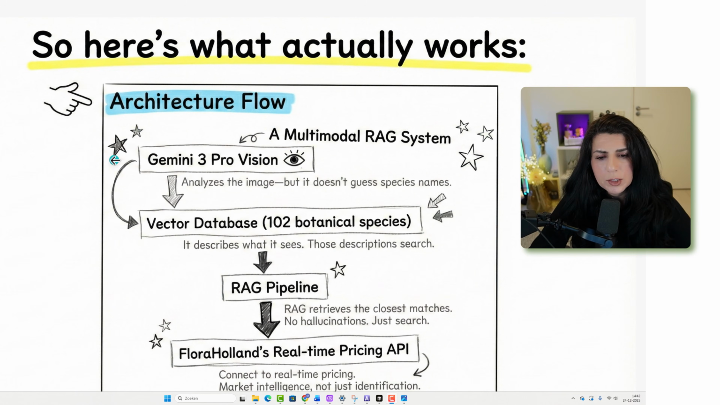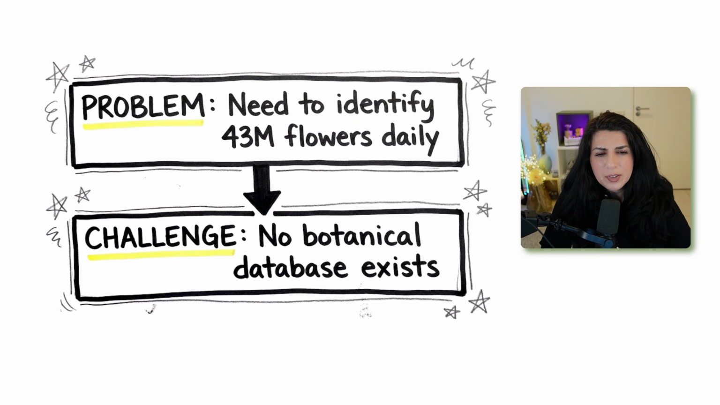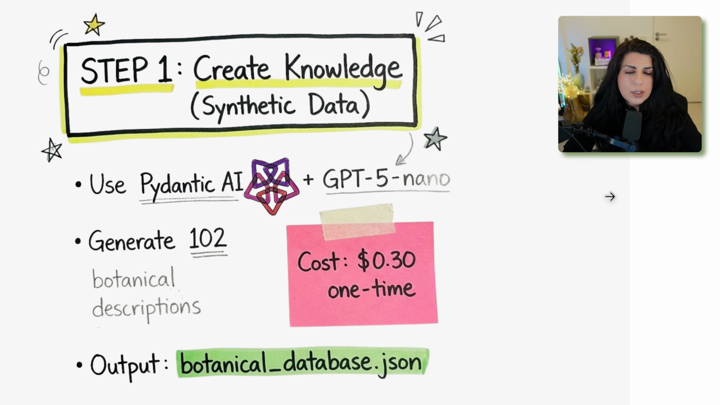So what would be logical to build in this state is to just have a vision model, put it in a vector database, build a RAG pipeline, and then link it to our real-time pricing. But there is a slight problem with that. We need to identify 43 million flowers, but we don't have that database because FloraHolland will not just hand their data to us. But we want to simulate exactly the same situation. So we need to generate this database of flowers with all of the species and descriptions of the flowers and also their pictures. And here is where we use PydanticAI plus GPT-5.